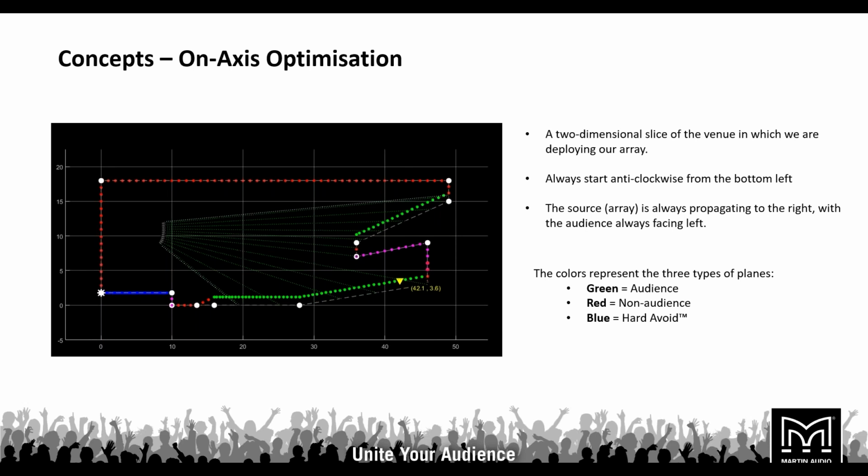Another concept to knock off the park right now is that the colors we're seeing on the screen: that green area is where our audience is, that red area is where the audience isn't. Blue is our proprietary hard avoid, and purple are surfaces that the array cannot hit directly. So those are surfaces that will never be in direct coverage of that array.